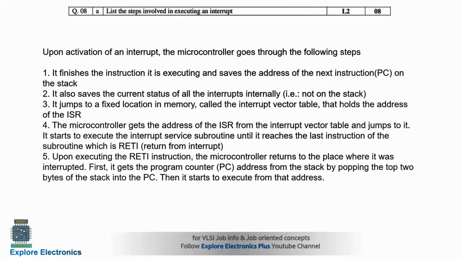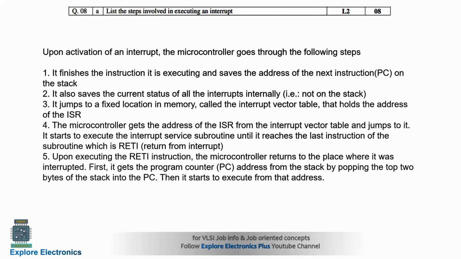Then list the steps involved in executing an interrupt. Once the interrupt is activated, the 8051 microcontroller will follow certain steps in its execution. While it is executing instructions in the main code, it holds the next instruction address of the main code in the program counter. So first, the program counter's next instruction address needs to be kept carefully in the stack.